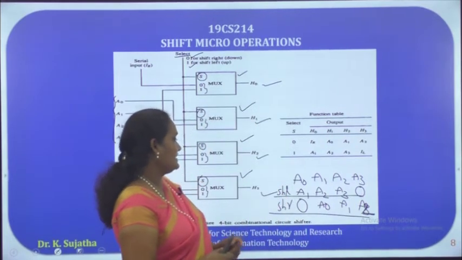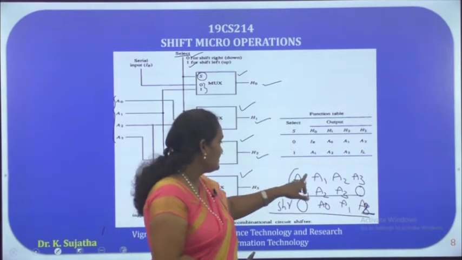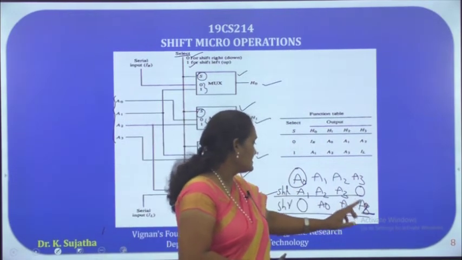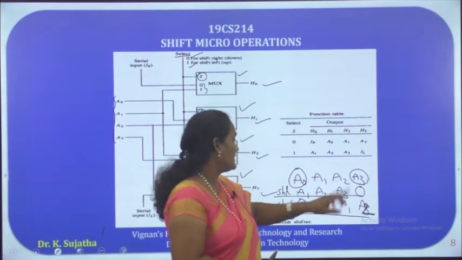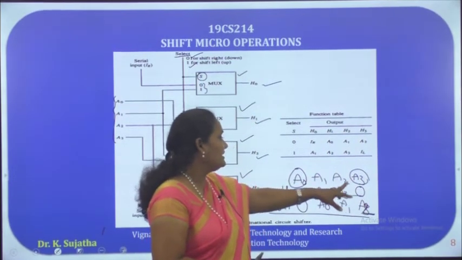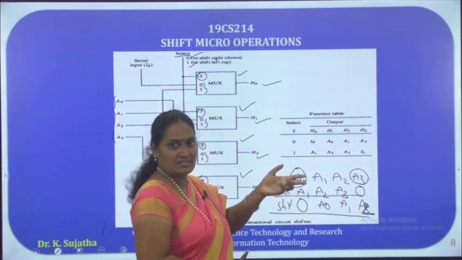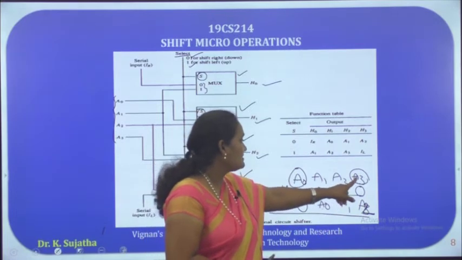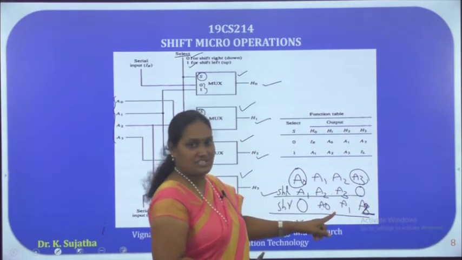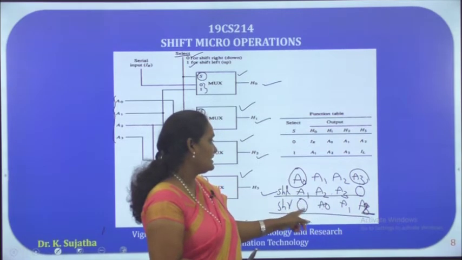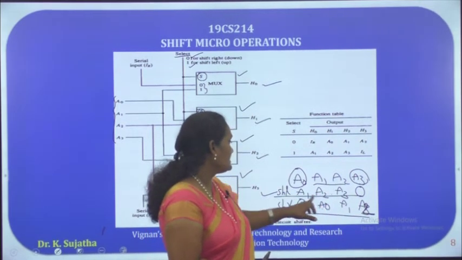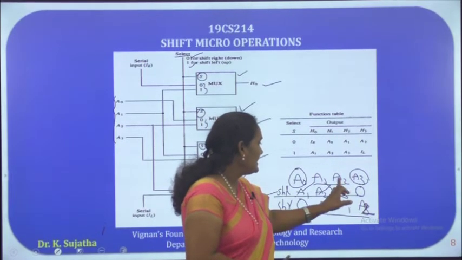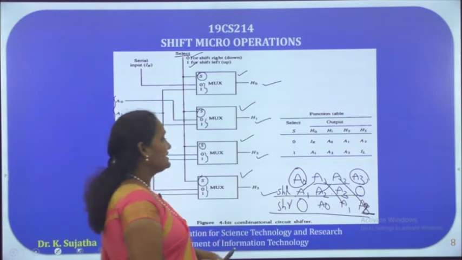Now let us observe the things. In the first case, A0 is discarded. In the last case, that is shift right, A3 is discarded. So A0 and A3 need not be connected in both directions. These should be connected in one direction only. That is, A0 should come here for right shift, and A3 should come here for left shift. But let us observe A1 and A2. A1 comes here, A2 comes here, and also here A1 comes here, A2 comes here. So these two should be connected in both directions.